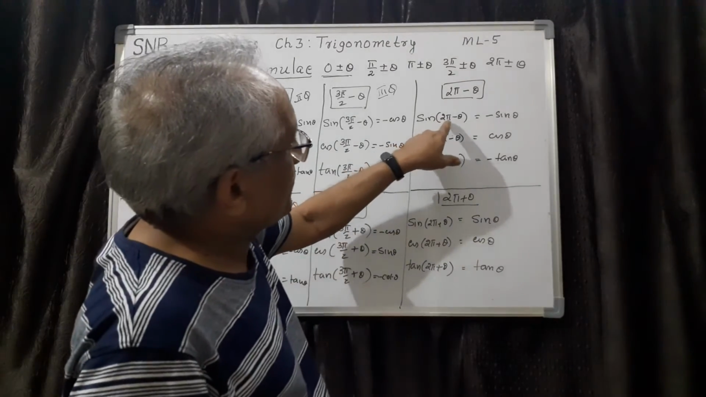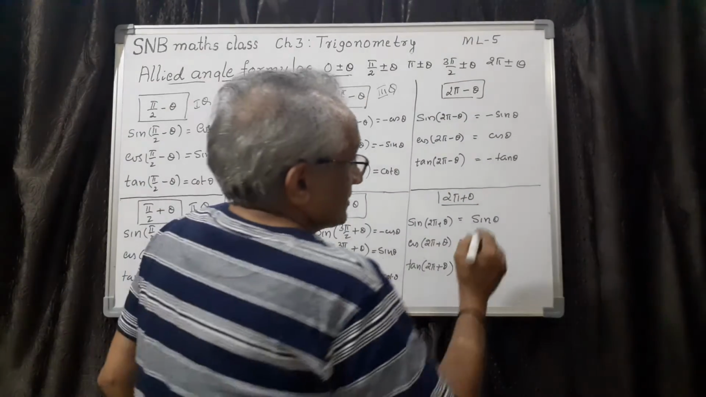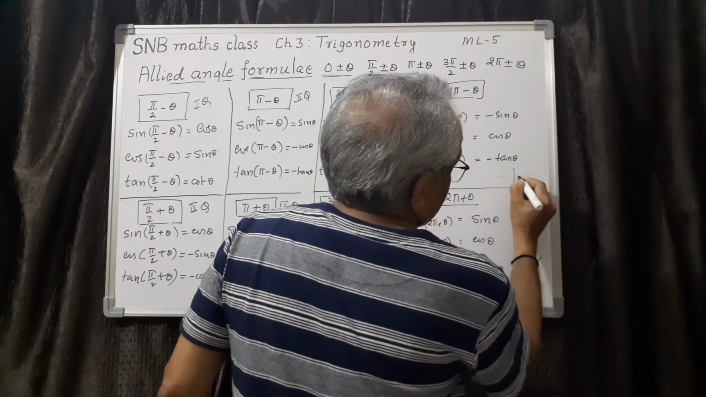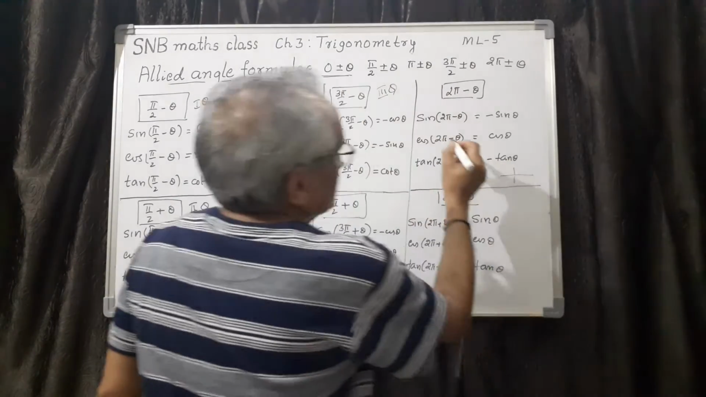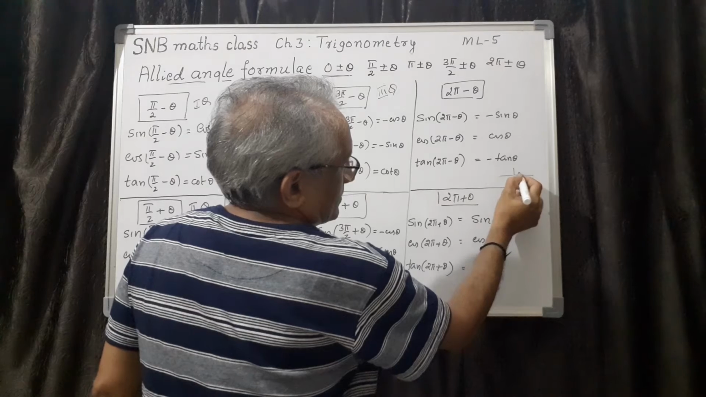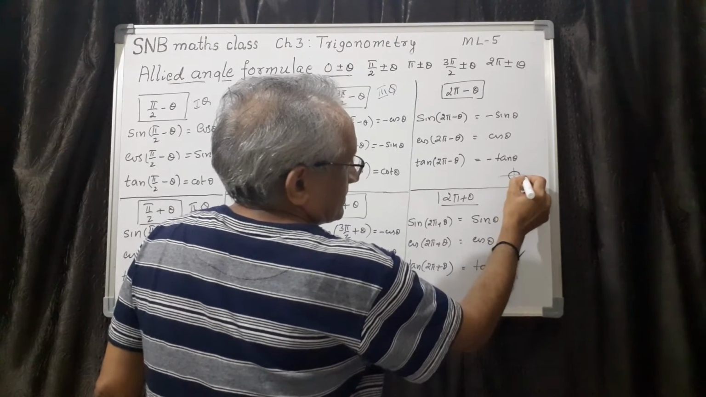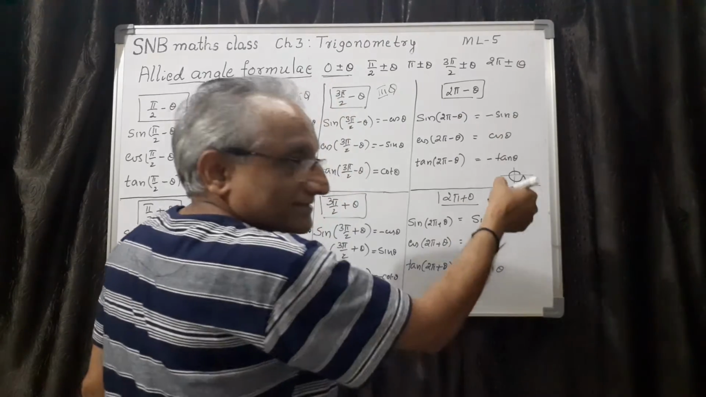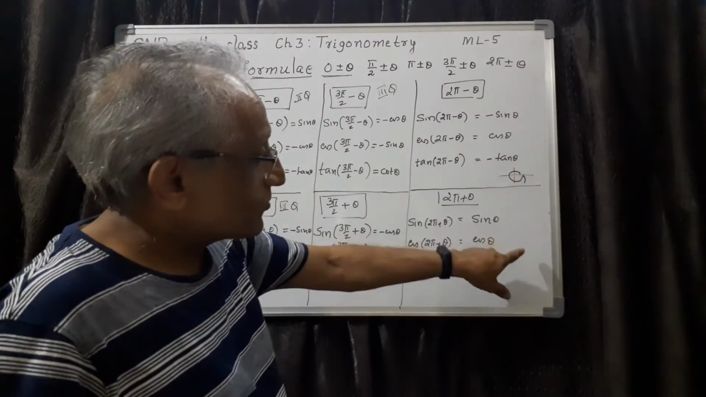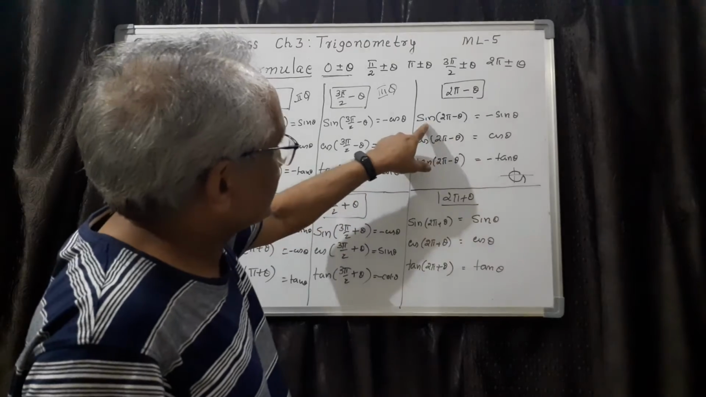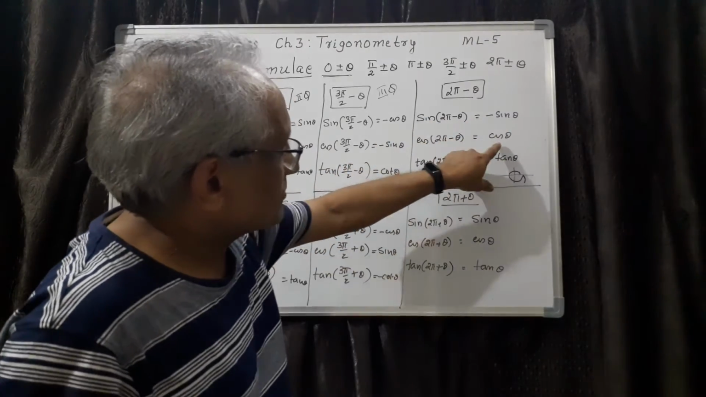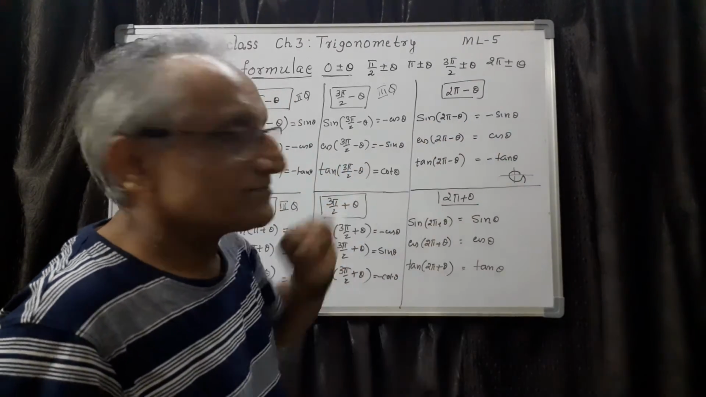Here you see, 2 pi minus theta means what? Actually you have to understand it like this. A ray is rotating first 2 pi. First it rotates like this, completes one rotation. Then it comes back, minus. So where is it? It is in the fourth quadrant. So what happens? This is negative, this is positive, this is negative.